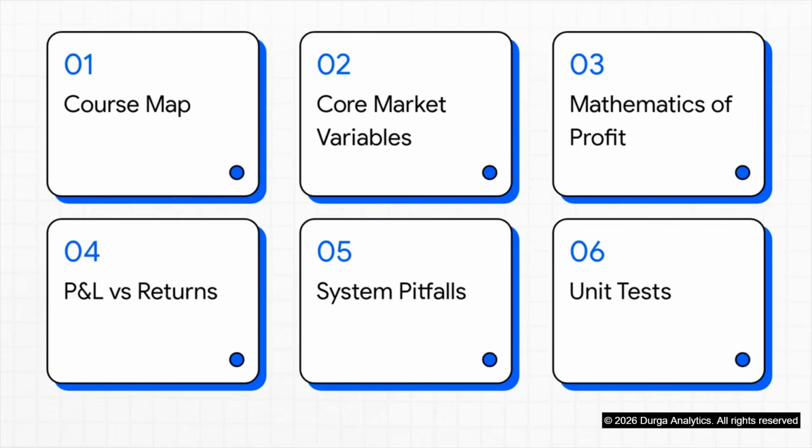Think of today as an engineering design review. We'll briefly look at the foundational course map, define our core market variables, break down the actual mathematics of profit, unpack the crucial difference between P&L and returns, and finally wrap up with system architecture and some unit tests.